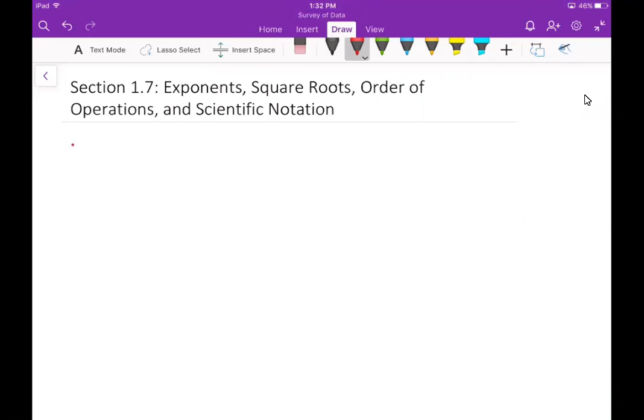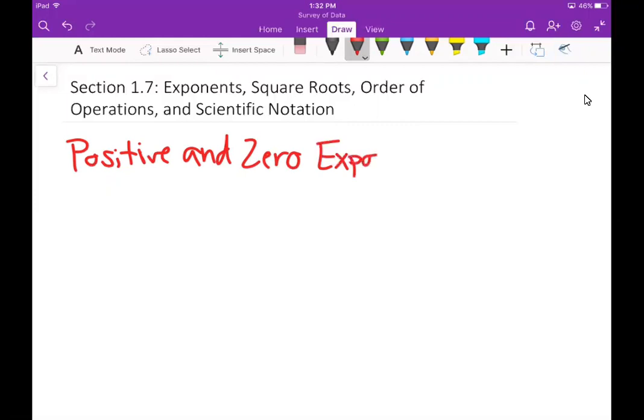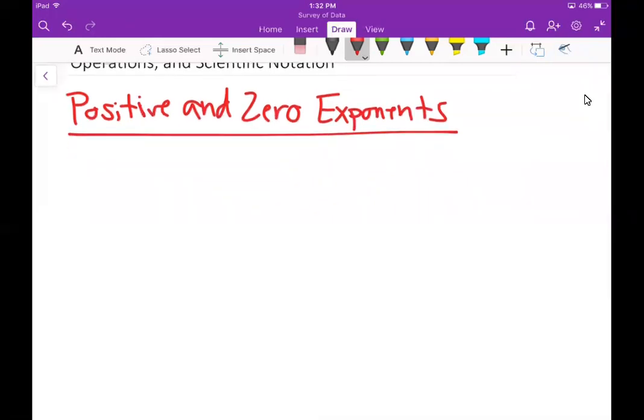And we're going to break that up by first talking about positive and zero exponents first. We're going to leave negative exponents for after this. Okay, so let's first talk about what a positive and zero exponent does. So here's your definition for an exponent. An exponent is anything where you have a number and it's raised to another number.